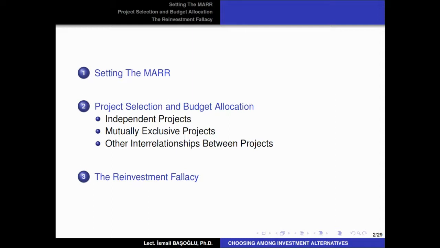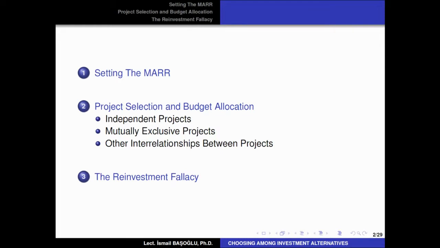And there are other interrelationships between the projects, and we are going to see how we can evaluate alternative project investments if we have these other relationships. Now, the third part of today's lecture is going to talk about the reinvestment policy. When we are comparing alternative project investments, we usually ignore the fact that the revenues coming from these projects in the intermediate years can be reinvested.